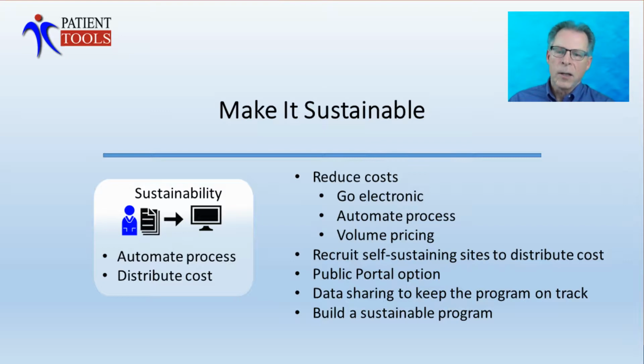The other things that help make it sustainable: obviously you want to drive down your costs, through automation, but there are some other things you can do here. If you start buying in bulk in terms of administrations and even in terms of any sort of licensing that you're doing, you can get volume pricing, which is very useful. And you can actually use that as an incentive for your programs. But the big trick in all this is you need to recruit self-sustaining sites. And in the process of doing that, you end up distributing your cost.